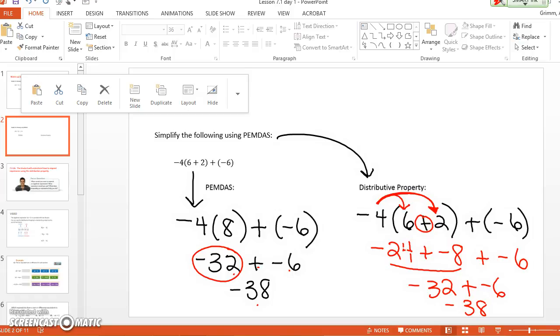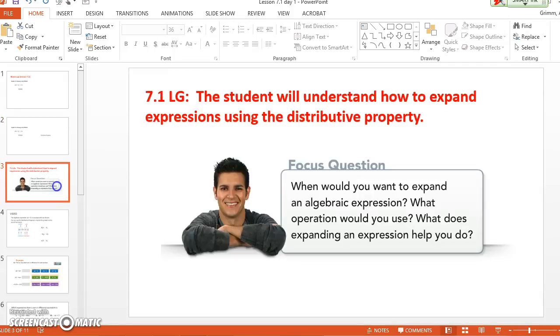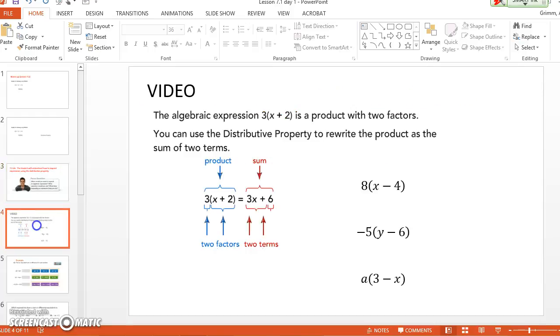All right, our learning goal today is to be able to understand how to use the distributive property. The student will understand how to expand expressions using distributive property. Then I'm going to show you a little video about that, so don't click on it, because otherwise it'll start playing on yours, and then I'm going to go through some of that.